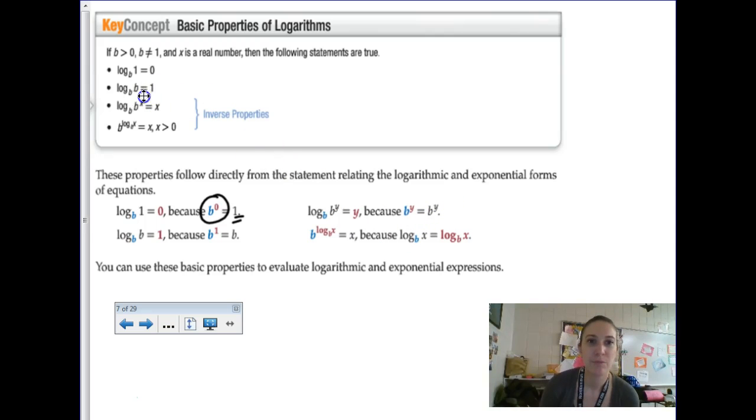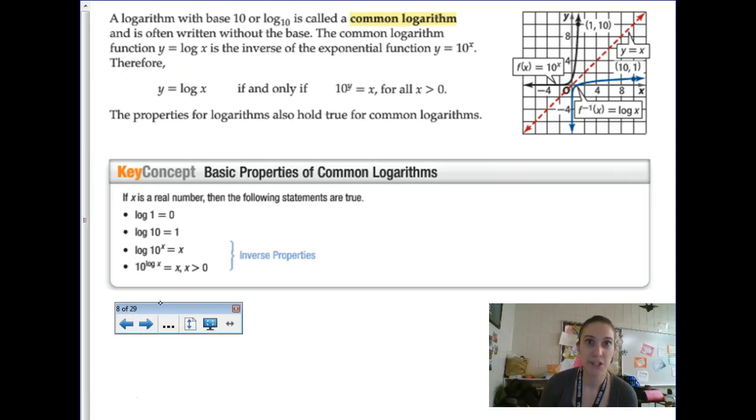Oh, I skipped a property, sorry. That was this guy down here. b to the first power equals b. So these are explaining why all these properties work. Once we realize what exponentiation means, they'll make a lot more sense, I think.